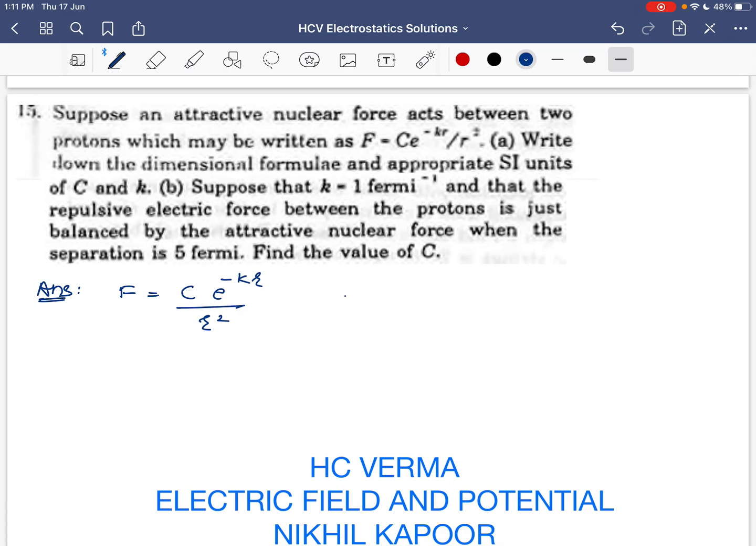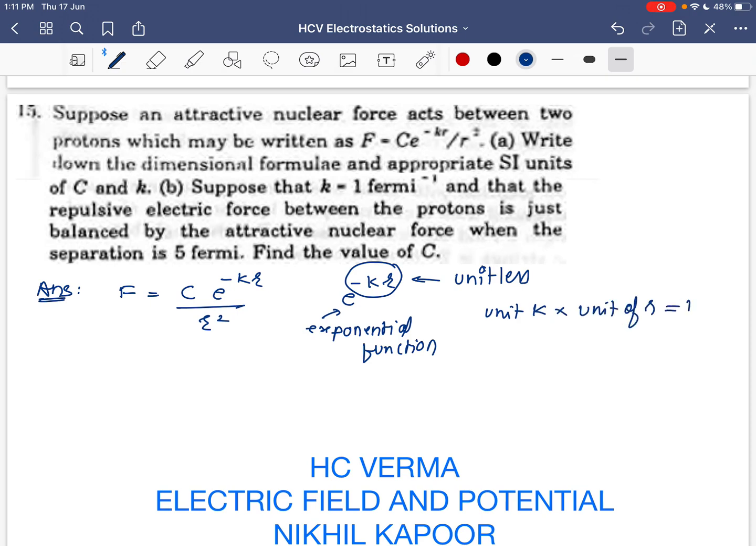Okay, so first of all, e raised to minus kr. Basically this is an exponential function, and inside the function, whatever it is, that must be unitless. Inside the function, the quantity must be unitless. So in order to have unitless, the unit of k multiplied by unit of r must be nothing, that is 1. Okay, there is no unit.